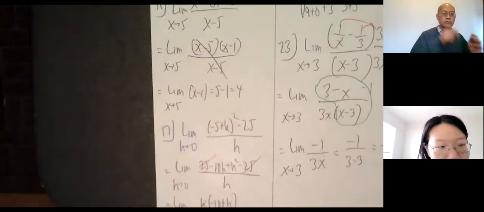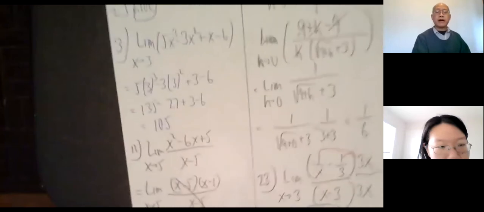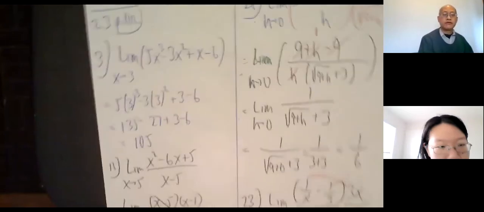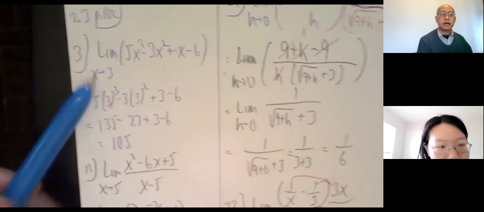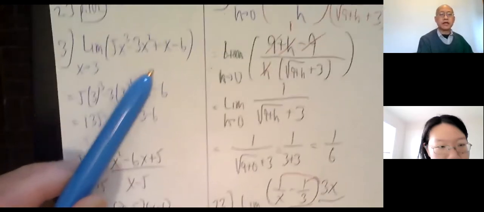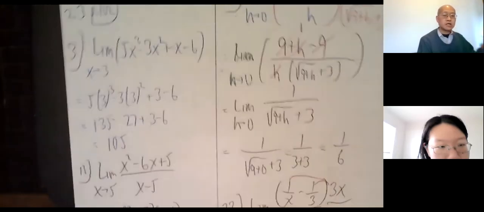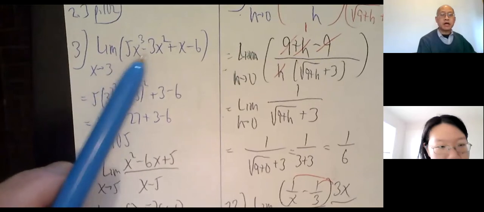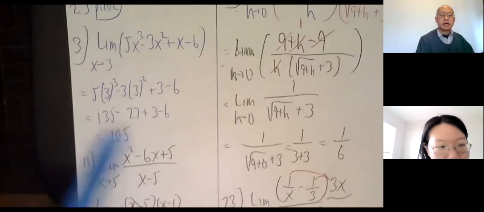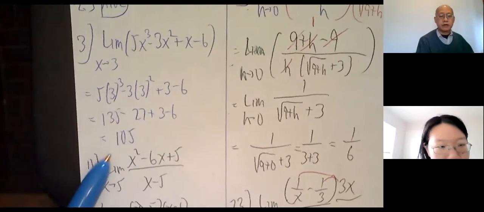So as I mentioned before, there's something called a direct substitution property, which says if you can plug it in, just do so. Limit as x approaches 3 of 5x cubed minus 3x squared plus x minus 6. Okay, just plug it in, no problem. 5 times 3 cubed minus 3 times 3 squared plus 3 minus 6. Grind it out, 105.